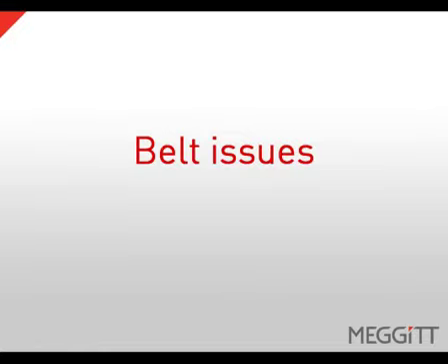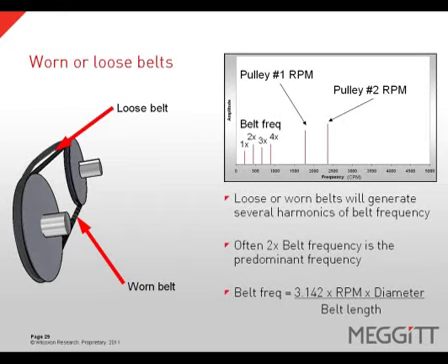Worn or loose belts will often generate several harmonics of belt frequency. Often 2 times belt frequency is the predominant frequency. Belt frequency can be calculated by multiplying 3.142 times the RPM times the diameter of a given shaft divided by the overall belt length.